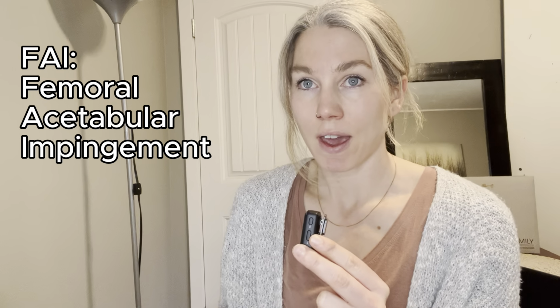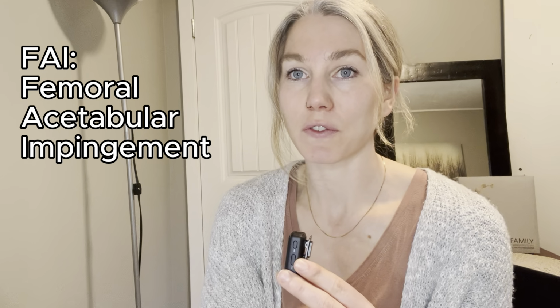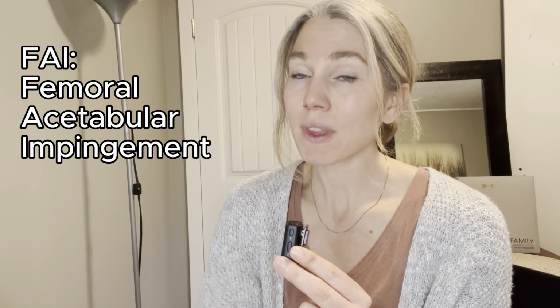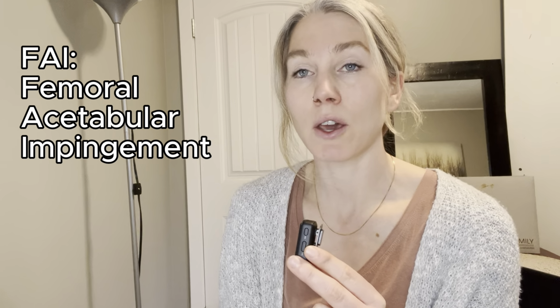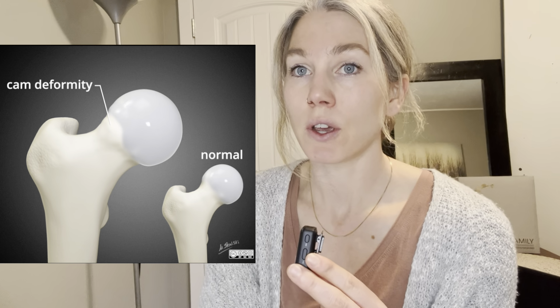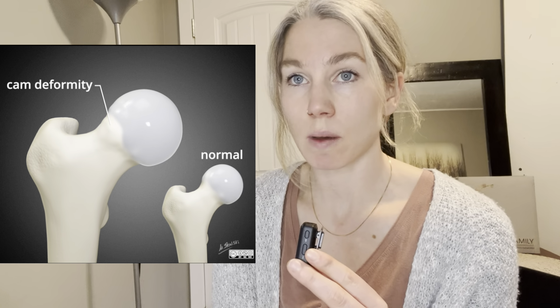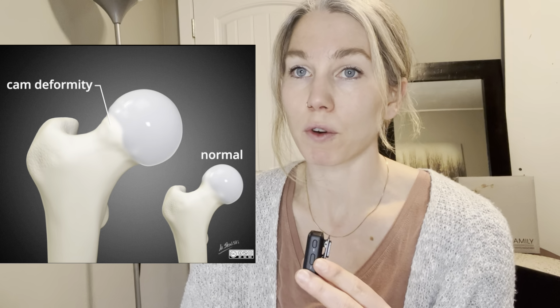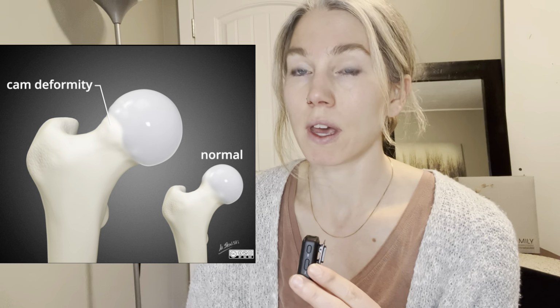So what is FAI? FAI stands for Femoral Acetabular Impingement, and it is essentially a bony morphology of the femoral head-neck junction. So you can have three different subtypes. There's the cam morphology, which is the bony bump that we see, the pincer morphology, which is essentially an overgrowth of the acetabular rim, the superior rim, or you can have mixed, which is some of both.